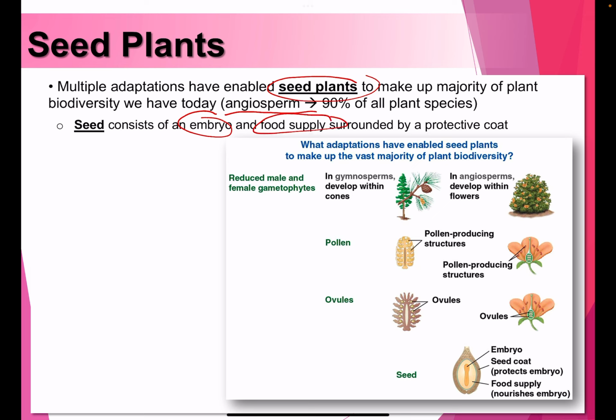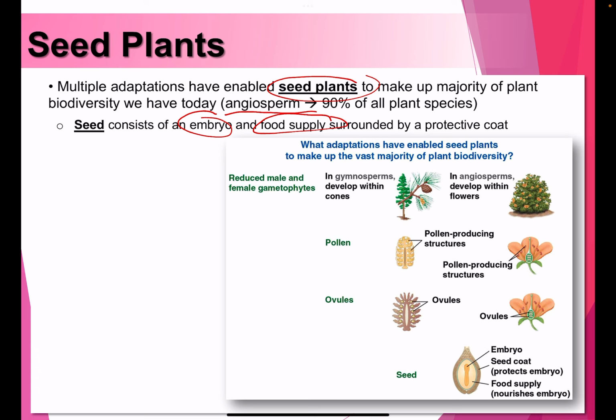Again, the embryo goes back to why we call plants embryophytes, because of the fact that they do have embryos. And then there's food supply that goes with the embryo so that when the embryo grows into a sporophyte, there is food supply to enrich the embryo for growth. But then again, that is something we'll talk more about when we go deeper into the chapter.